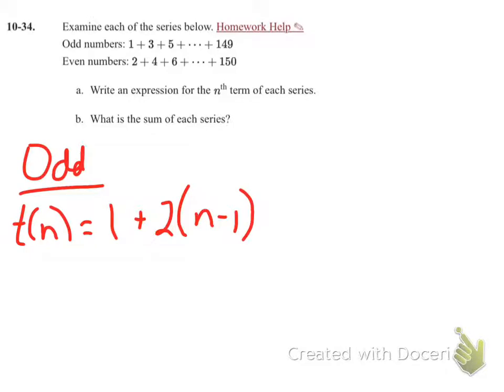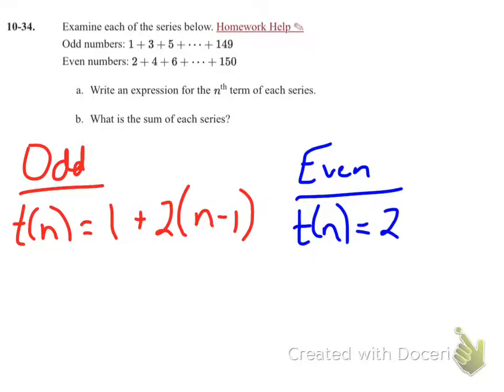For the even numbers, I'm going to have my t of n, first term is 2, plus the common difference is 2 times n minus 1. And that's what we're going to have for part A for both of them.